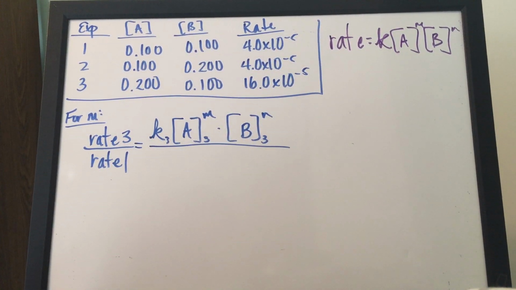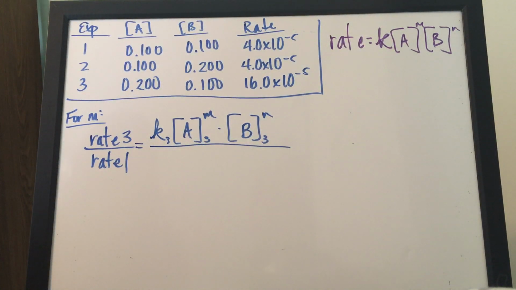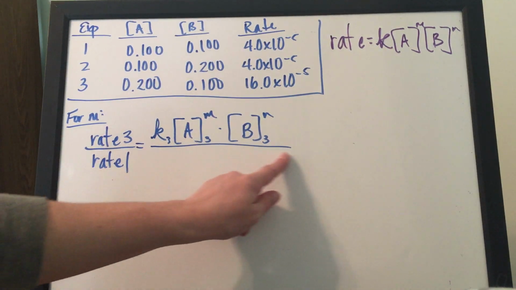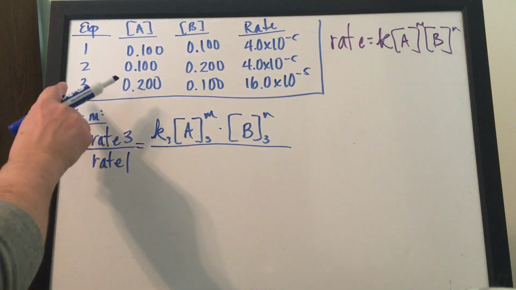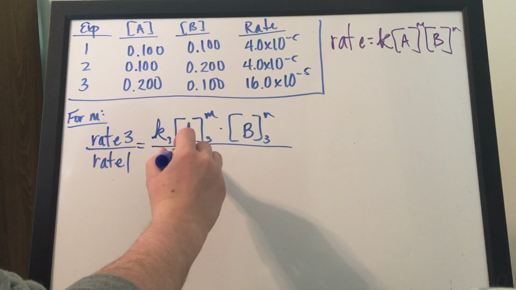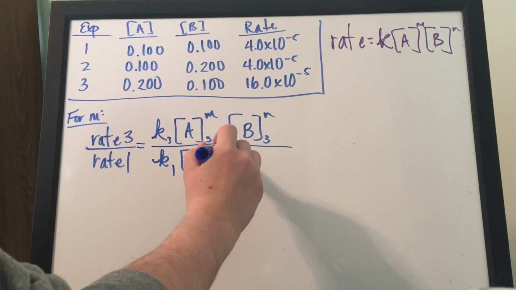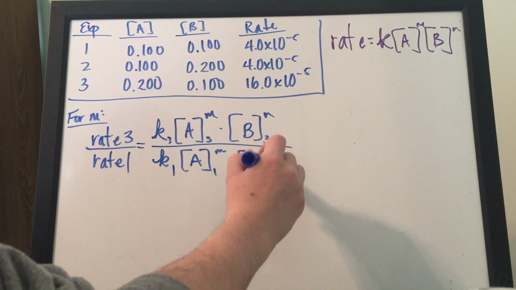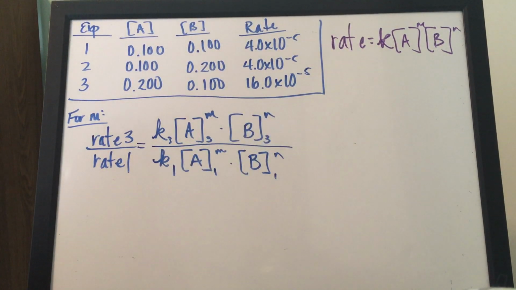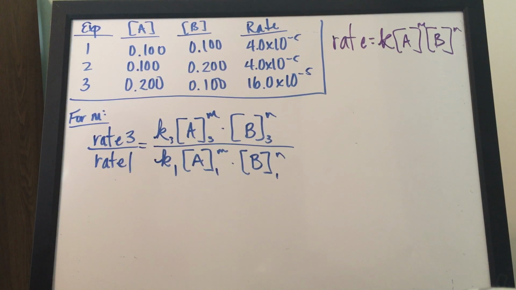All I'm doing is using this general form and substituting it in here, understanding that it's going to be the data from experiment 3. And the same thing here, understanding that it's going to be the data from experiment 1. So this would be k1, the concentration of A in experiment 1 raised to the m, times the concentration of B in experiment 1 raised to the n.